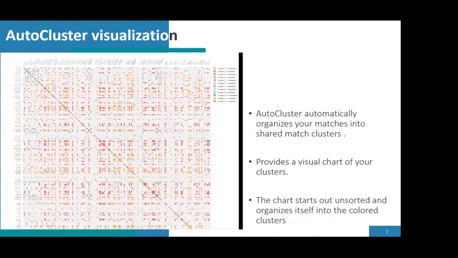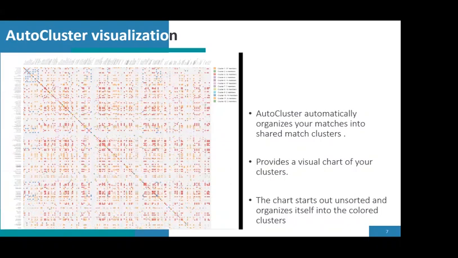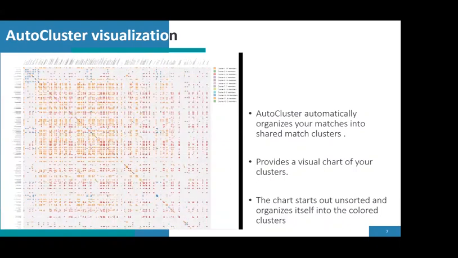The AutoCluster tool performs this analysis automatically and thereby organizes your matches in those shared match clusters. Based on these clusters, it then provides a visual chart. It starts out unsorted like this, and then it organizes itself into the clusters.